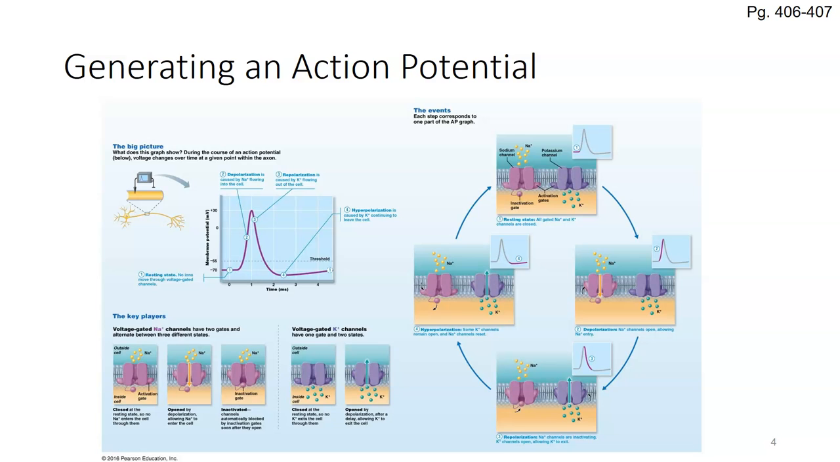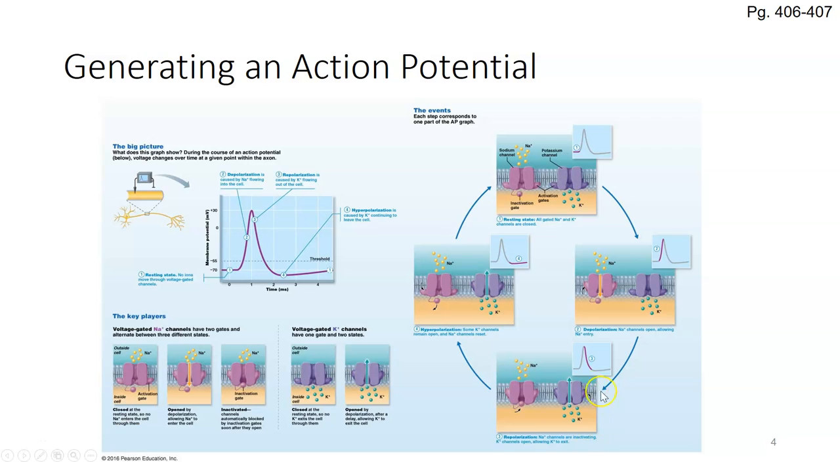At a threshold point, which is typically around -55 to -50 millivolts, a positive feedback will cause opening of all sodium channels. It results in a large action potential spike, and the membrane polarity jumps to +30 millivolts.